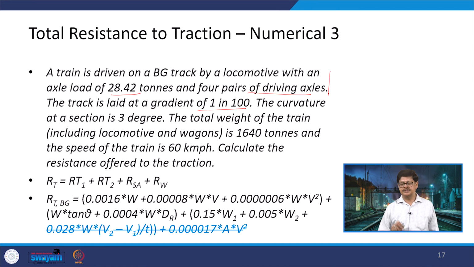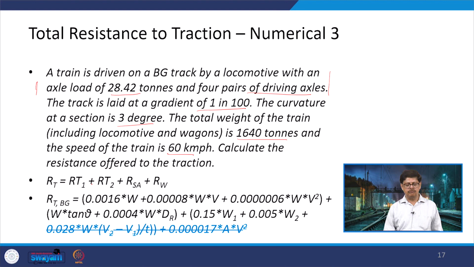When we have talked about this, then the resistance due to the track is going to be there. There is a curvature also being given as 3 degree, it means the resistance due to the track profile is there in terms of gradient and curvature. The total weight of the train including locomotive or wagons is given. So, this is total W. If we require to know separately the weight of locomotive and wagons, so some data is being given here. The speed of the train is given, so V is here. We have to calculate the resistance offered to the traction.